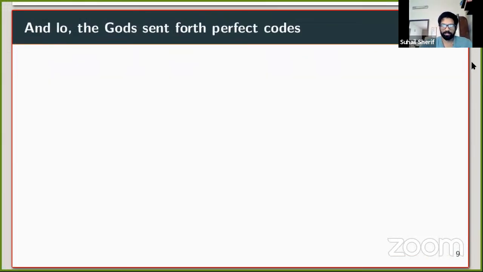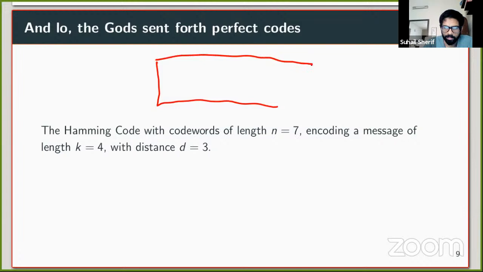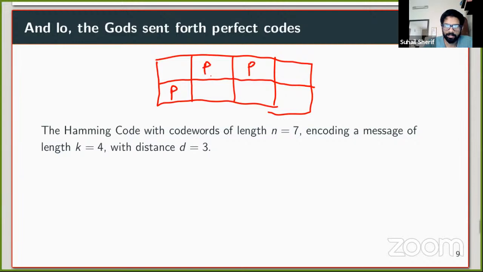Now, the math gods do answer us in this case, and what they say is, look at the Hamming code. So let's just do the Hamming code of length 7. Let's just draw what it looks like. It's very similar to what we saw in the morning. So these were special parity bits. This one doesn't even exist. And these were message bits.